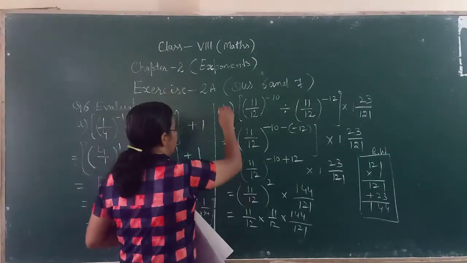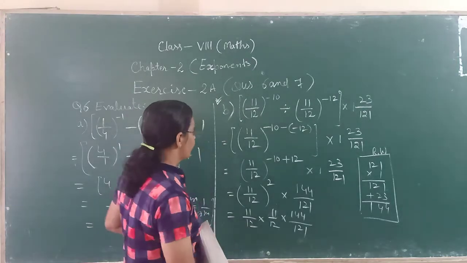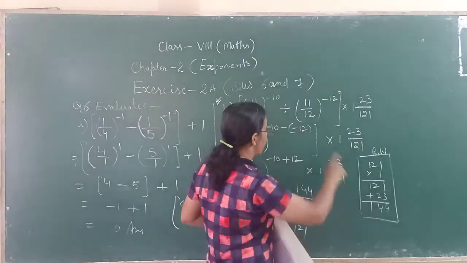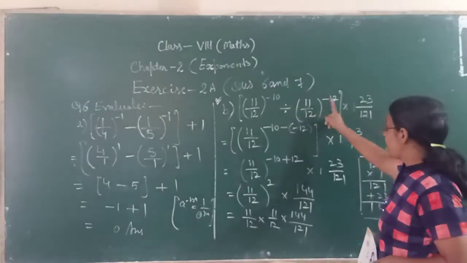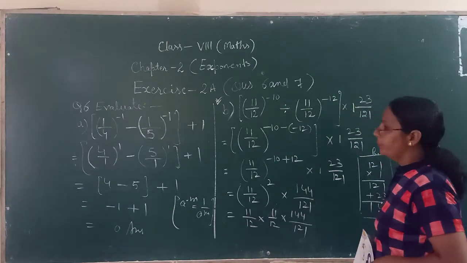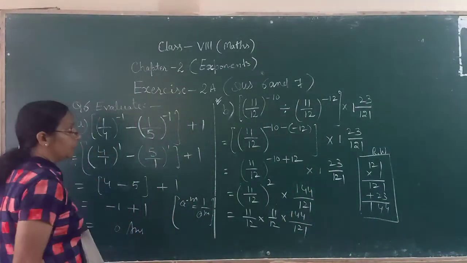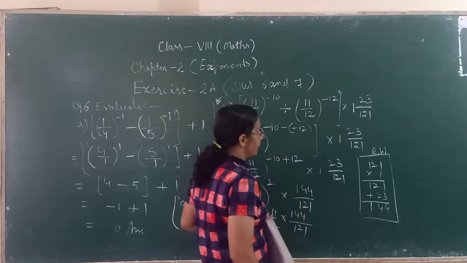Now I am going to solve B part for you. That is 11 by 12 raised to power minus 10 divided by 11 by 12 raised to power minus 12, into 123 over 121. Mixed fraction we have here. So see carefully which exponent rule is possible to apply here.